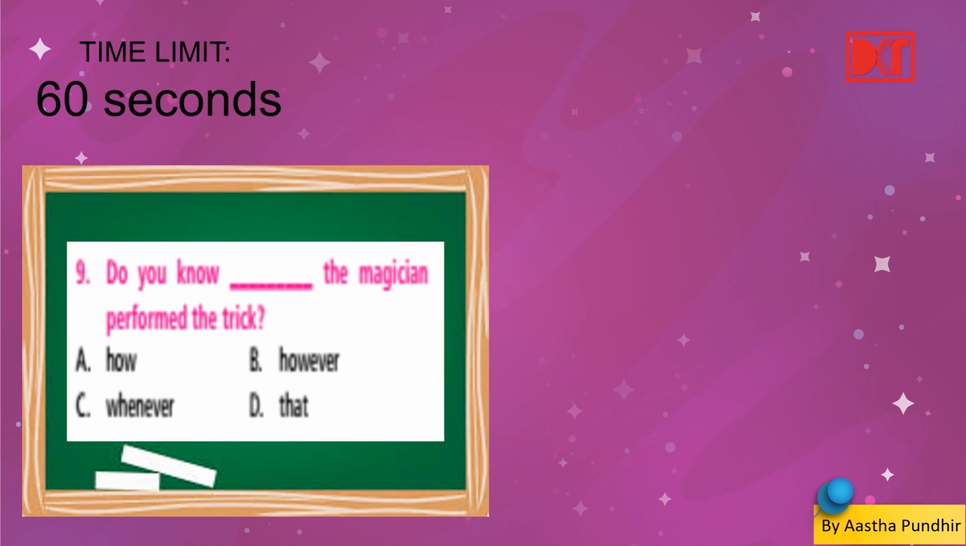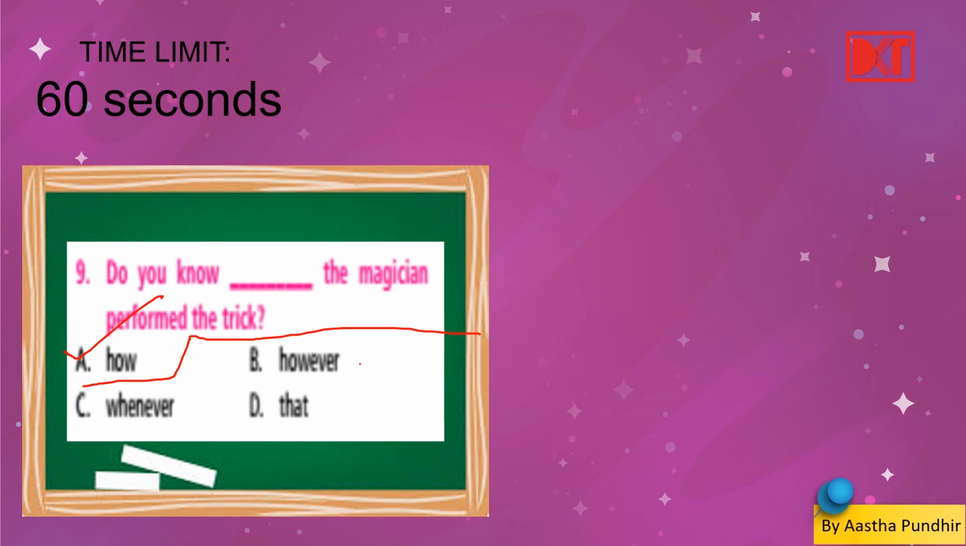Alright, now here we have: do you know dash the magician performed the trick? How the magician performed the trick, however the magician performed the trick, whenever the magician performed the trick, or that the magician performed the trick. Here the correct answer is A. Do you know how the magician performed the trick? This is like a conjunction of manner. Do you know how this happened? We are asking about the process. So we use how.